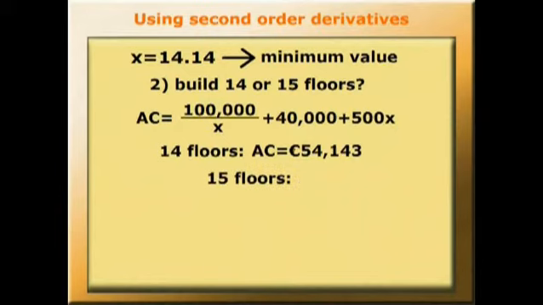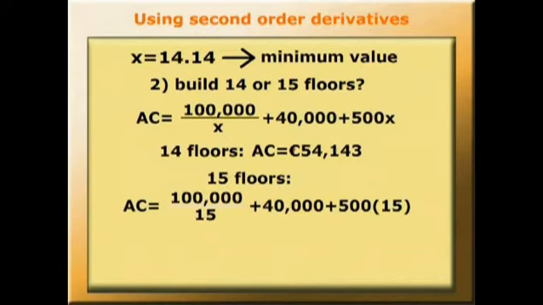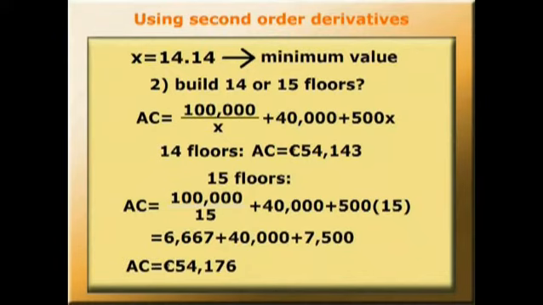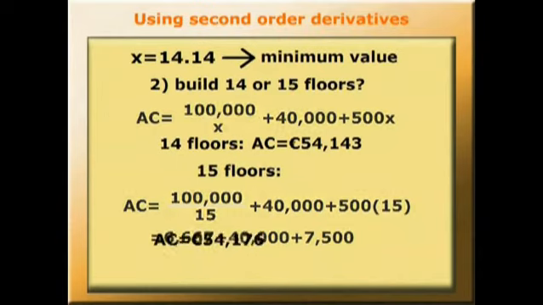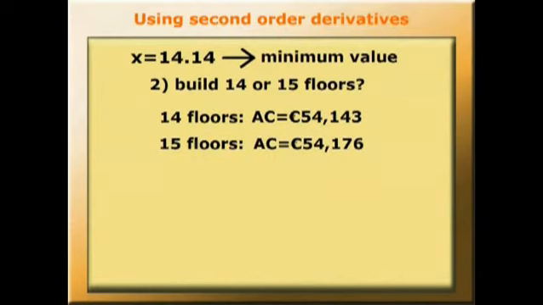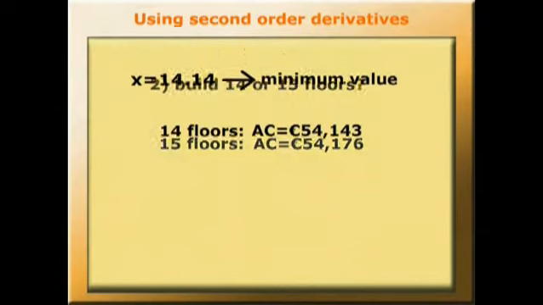Now let's see what happens if we choose 15 floors. Average costs are now 100,000 over 15 plus 40,000 plus 500 times 15, which gives us 6,667 plus 40,000 plus 7,500, which comes to 54,167 euros. So it's going to be a slightly higher unit cost if we choose 15 floors.